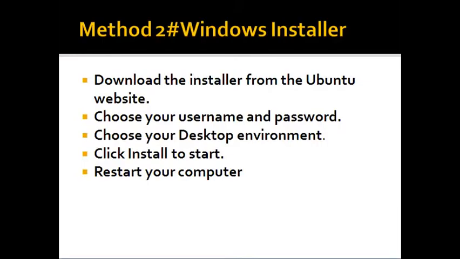Now let's go to the second method, which is the Windows installer. Some of the steps are: download the installer from the Ubuntu website, choose your username and password, choose your desktop environment, click install to start, and restart your computer to complete the installation.